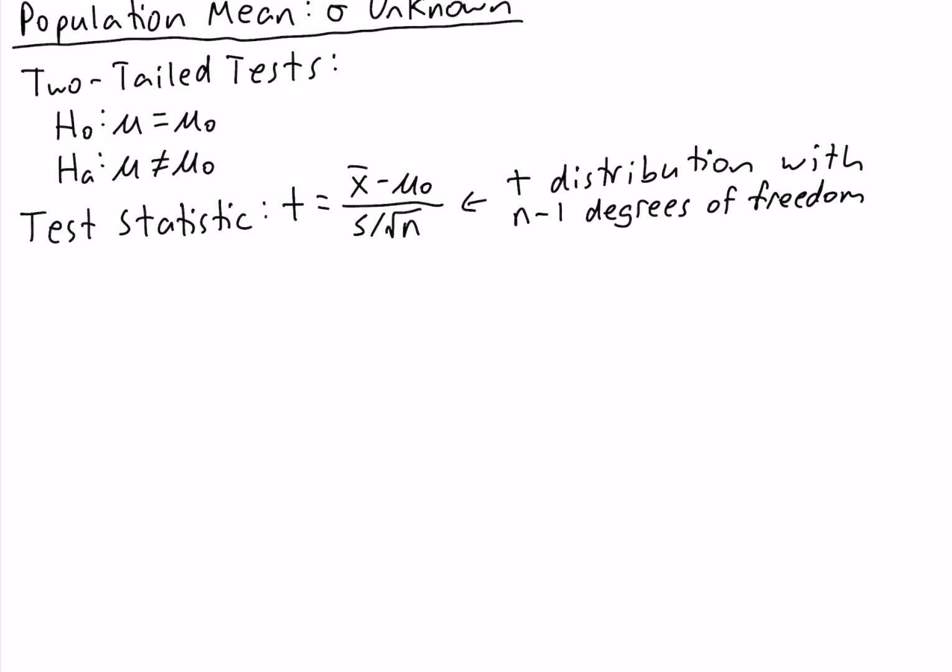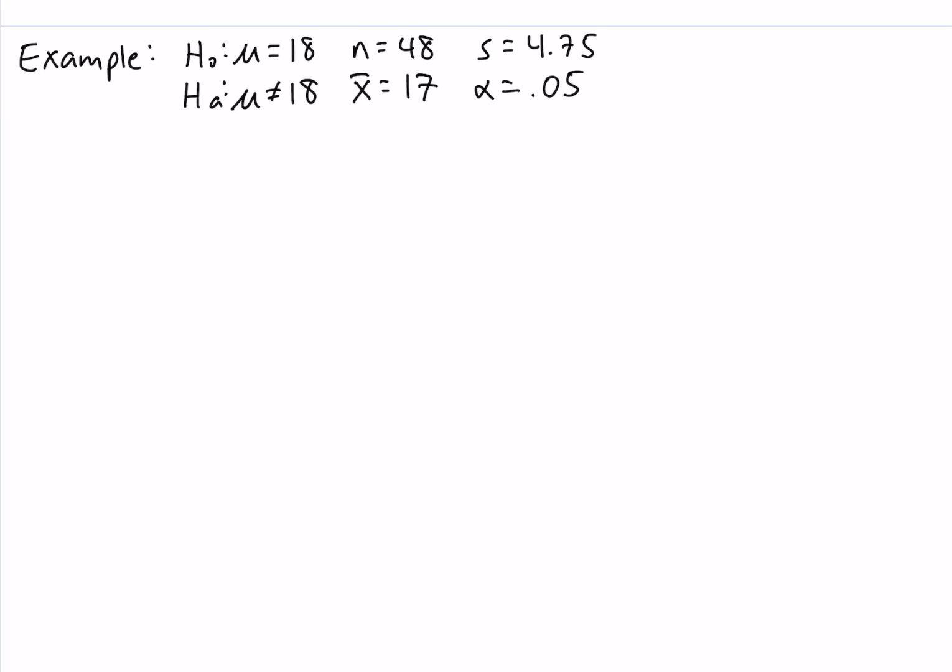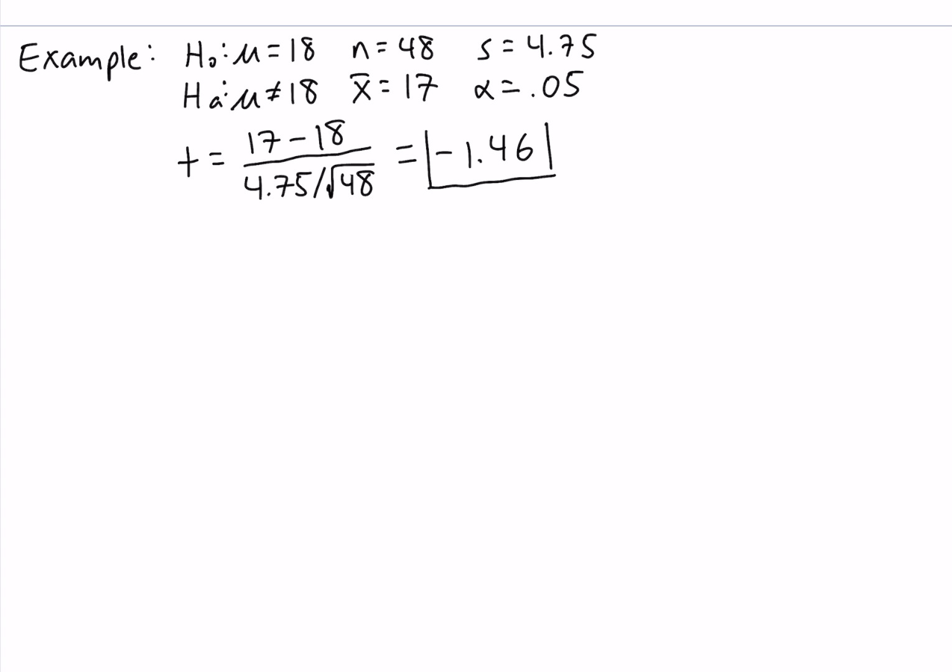So let's start our example by calculating the test statistic. We have t is equal to 17 minus 18 over 4.75 divided by the square root of 48, which is equal to negative 1.46. So our test statistic is negative 1.46.